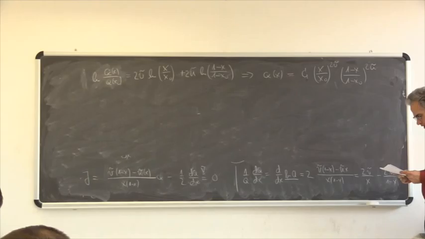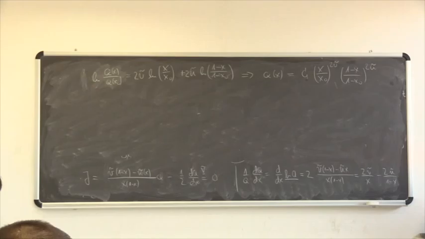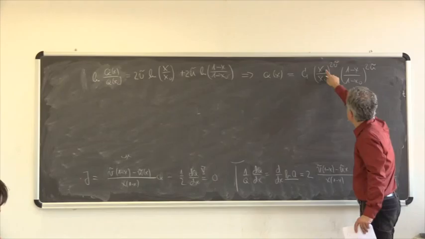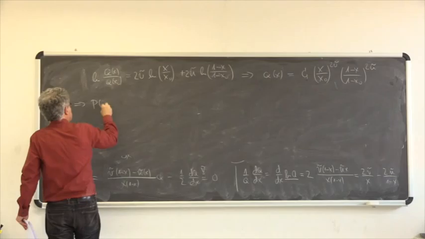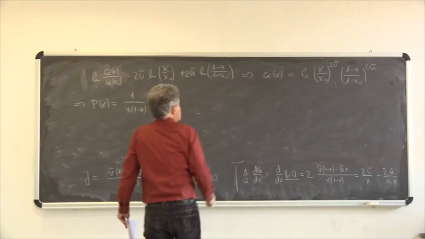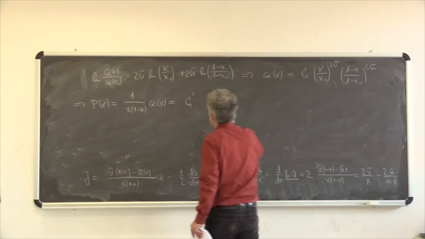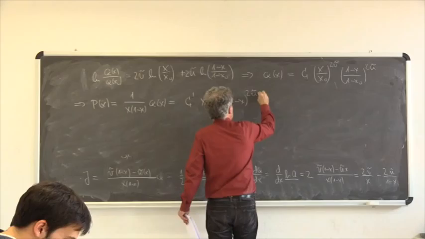And now we recall that q was equal to x times 1 minus x times p, so we need another factor. All of this, of course, are just constants. The essential thing is that this is x to the 2v tilde times 1 minus x to the 2u tilde, and so p of x, the stationary solution, which is 1 over x times 1 minus x times q of x, is some other constant, which we can fix later by normalization, times x to the 2v tilde minus 1 times 1 minus x to the 2u tilde minus 1.